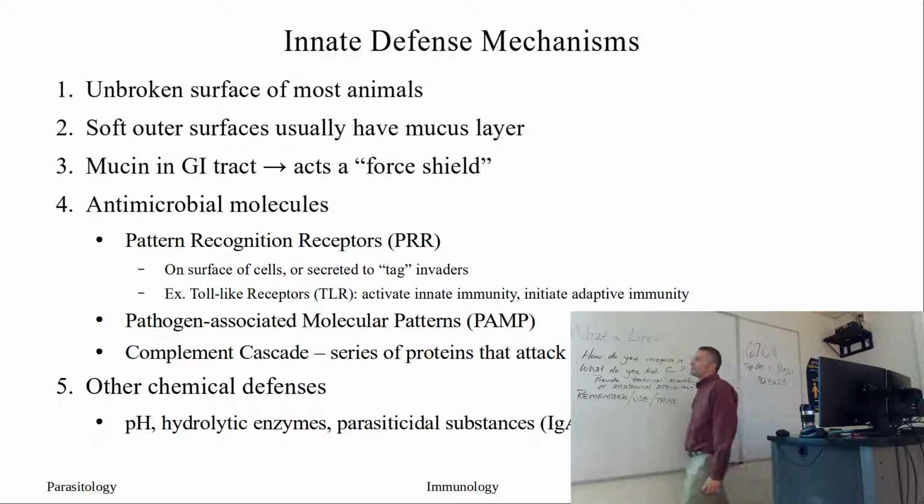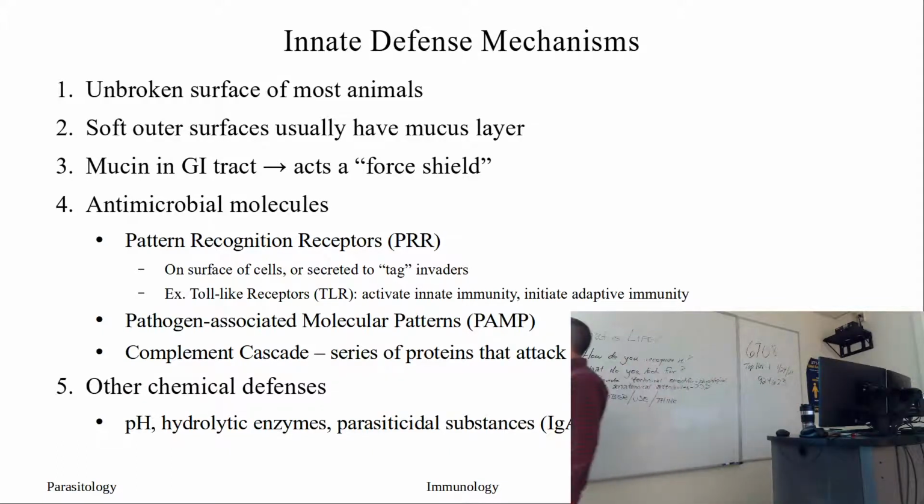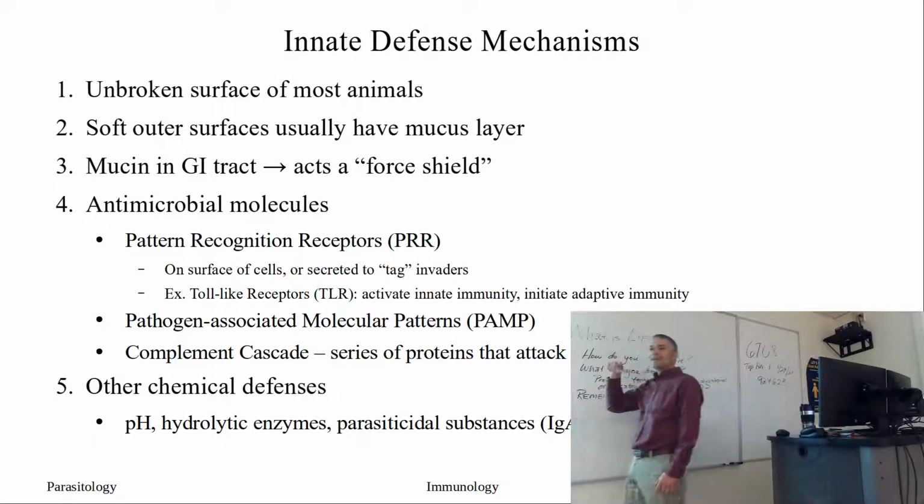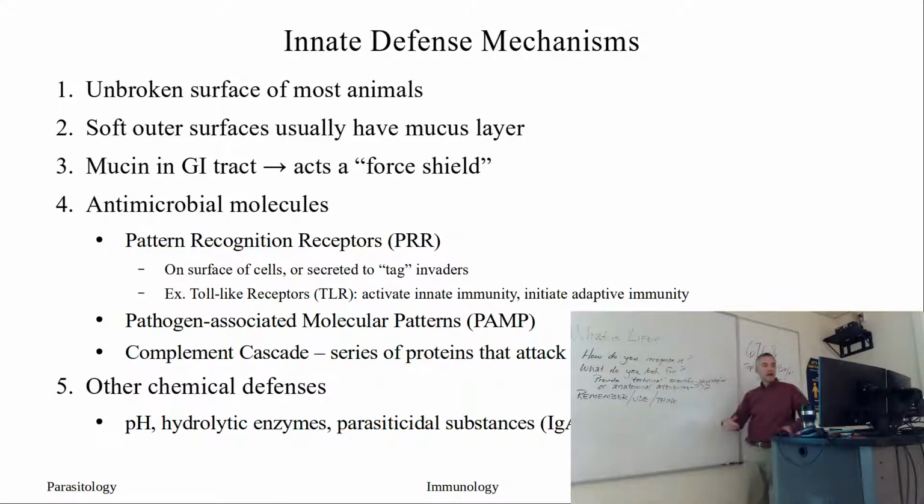So mucus layers, mucin layers. We didn't even talk about immune molecules in the mucus itself. So you're going to have antibodies that could be in there, acting as protection, as well as these antimicrobial molecules.